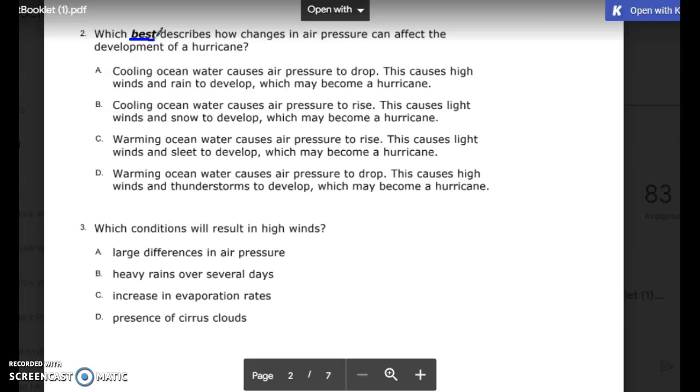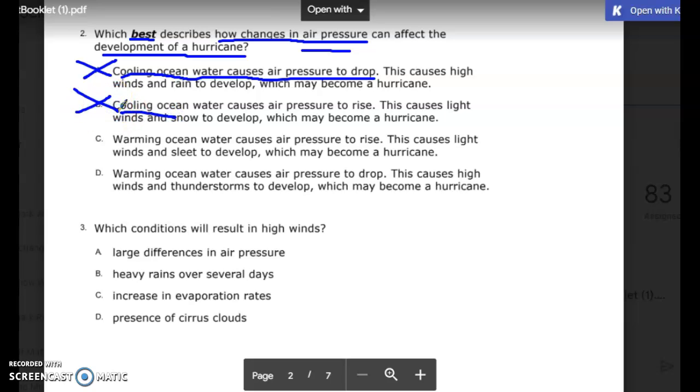Sort of, Shayla. It is, but when it says what best describes, they're probably going to put more than one decent answer in there. So what best describes how changes in air pressure can affect the development of a hurricane. And we studied how hurricanes develop. Cooling ocean water causes air pressure to drop. Is that the words that we mentioned with the formation of a hurricane? What did we say, Orphelia, that hurricanes need to form? So it's not A, it's not B. Even if you don't know the answer, you've eliminated it to a 50-50 shot.